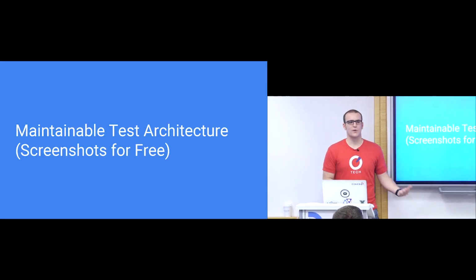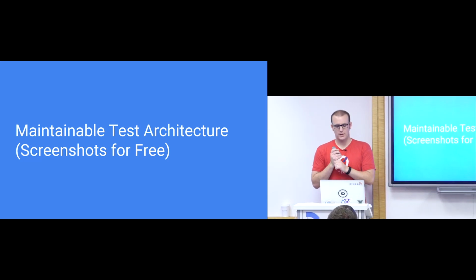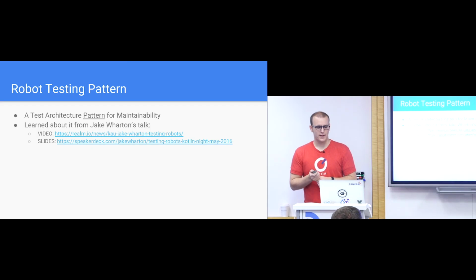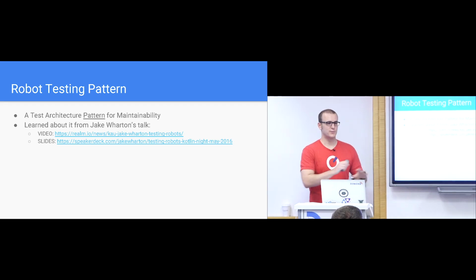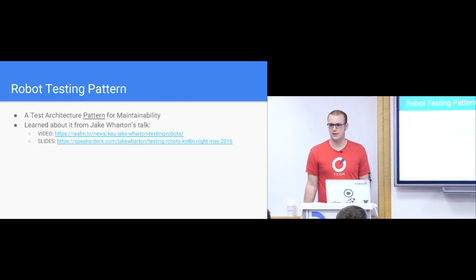So I talked about getting this for free now, right? Maintainable test architecture is super important, and we're going to talk about how we do that and how you can do it if you want. Jake Wharton did a talk a little while ago on the robot test pattern, and I'm kind of hijacking a few of his slides just because it's so well put. You can go ahead and click on that link for a video or the slides. It's a really great talk. I highly recommend it to everyone.